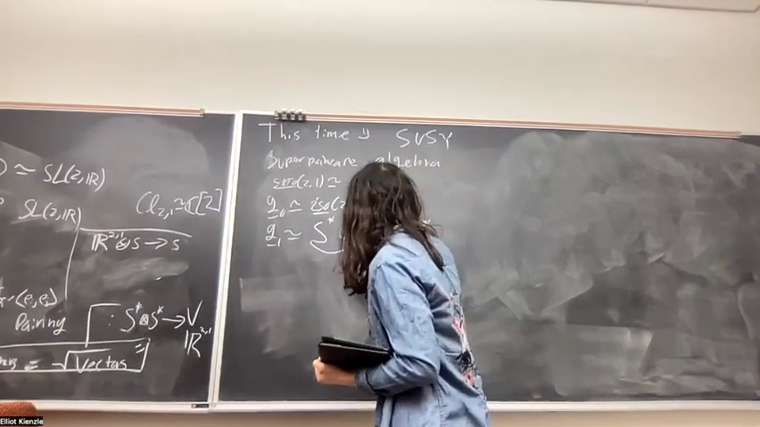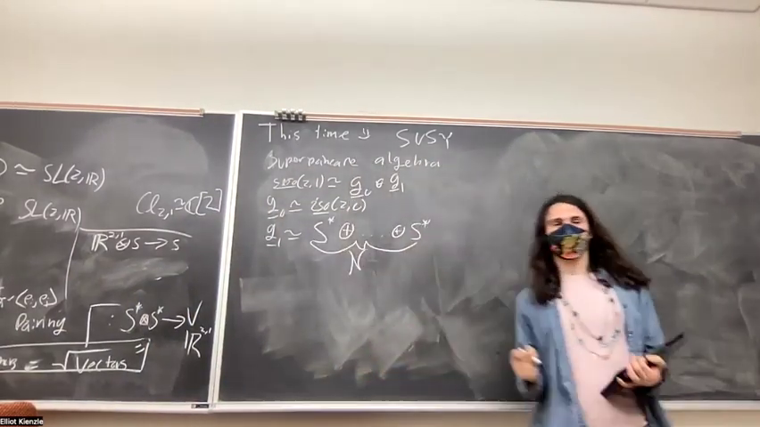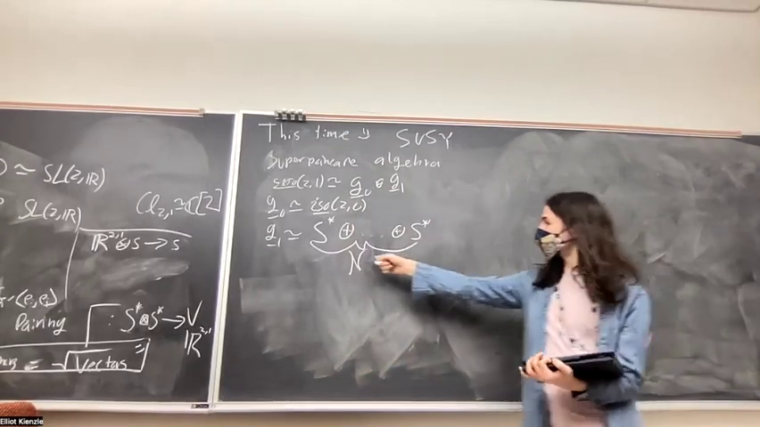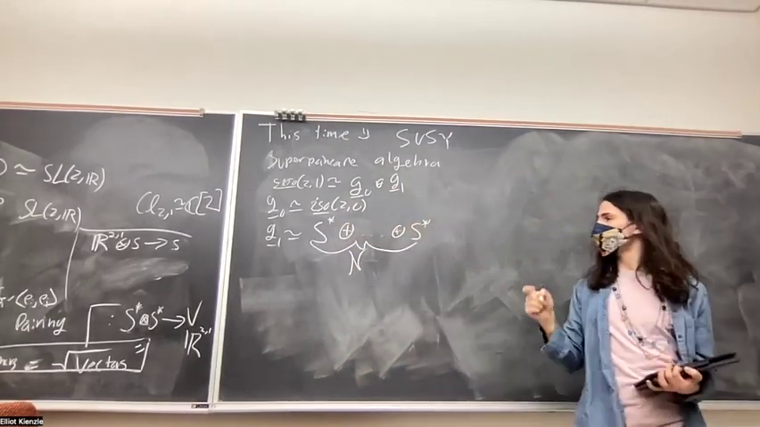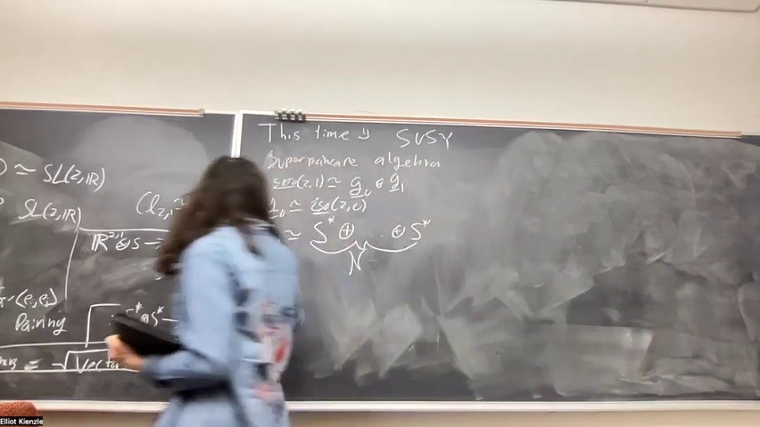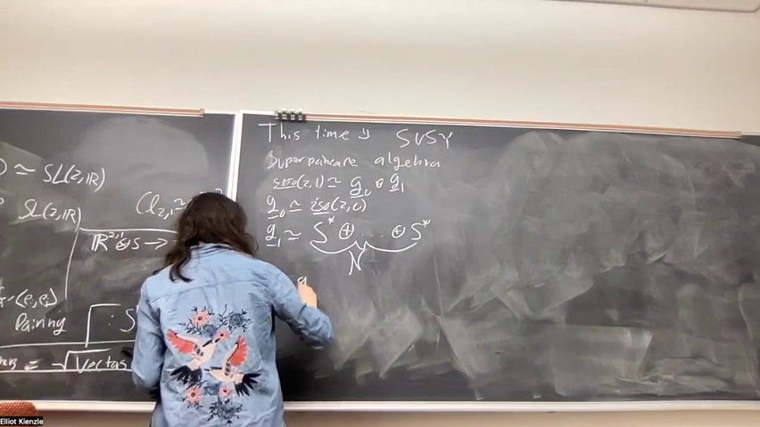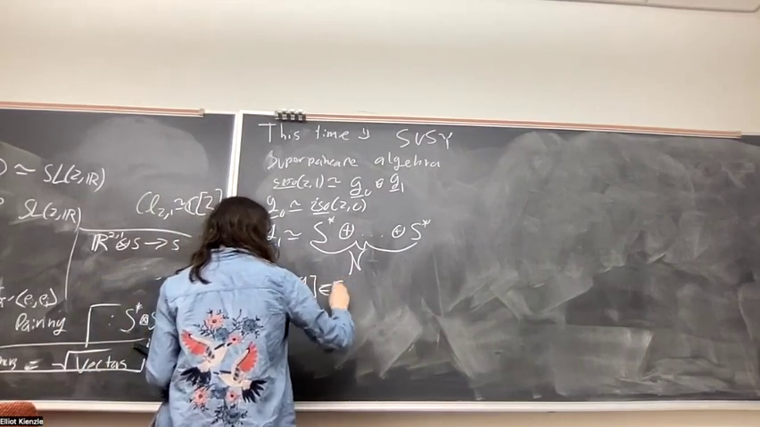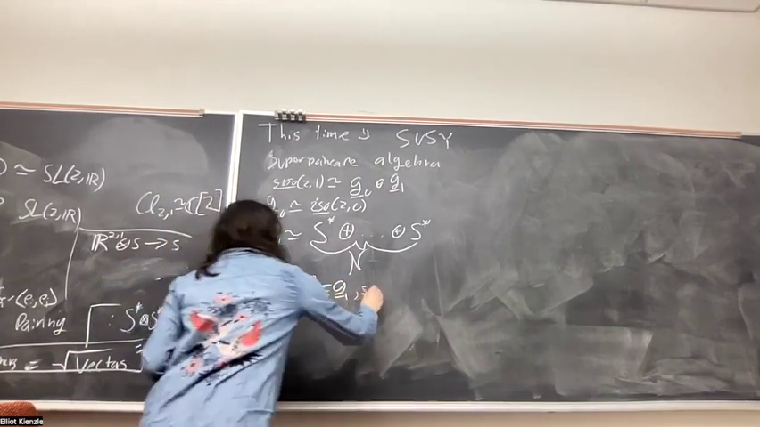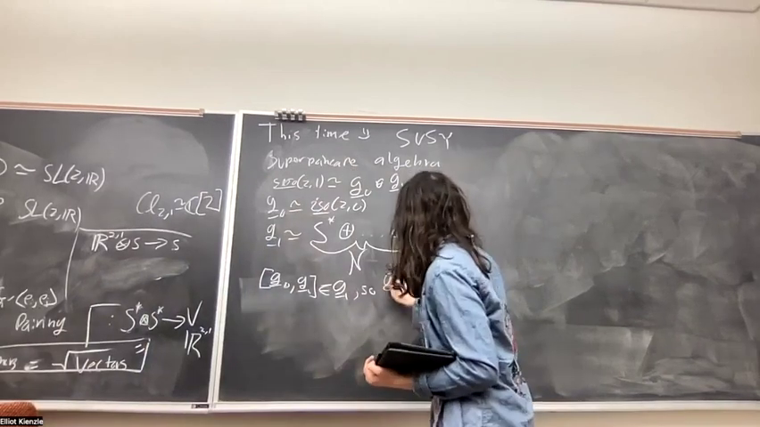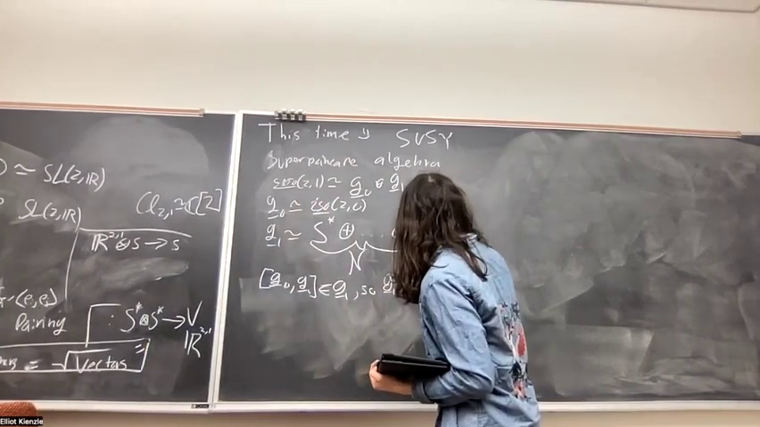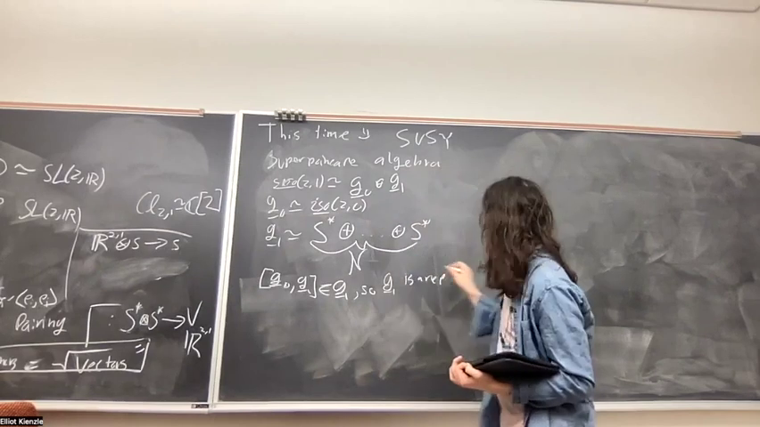I'm going to call this guy a fancy N. That N is going to count the number of these representations. Remember that the action of G0 on G1 is an element of G1. So naturally we have that G1 is a representation of G0.